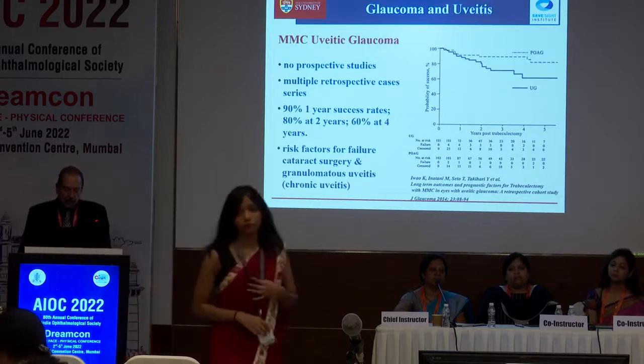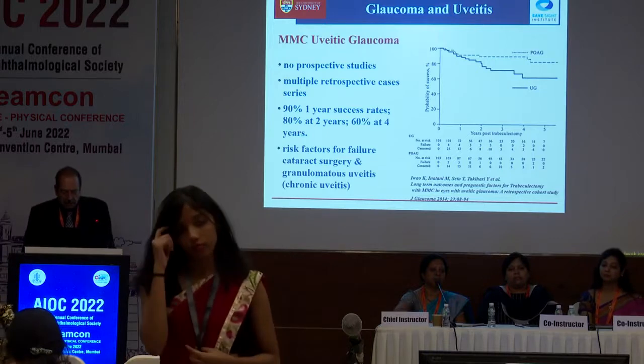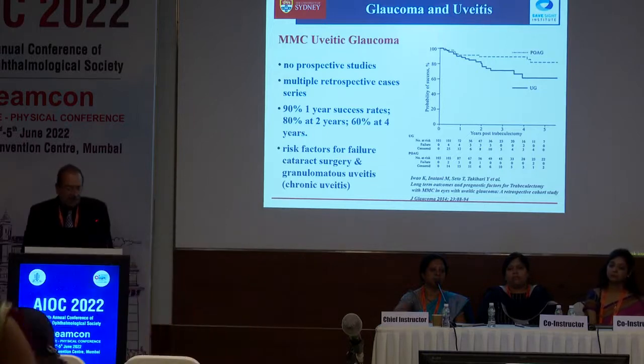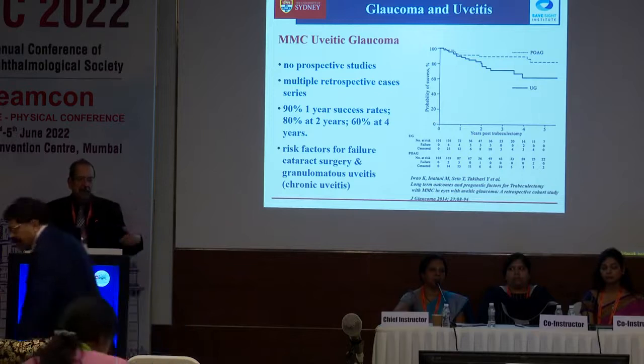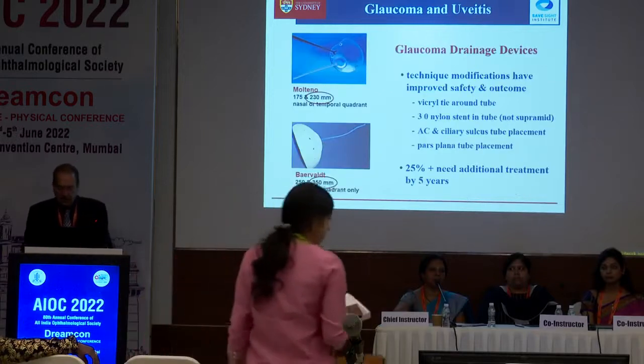So while there are no prospective studies, a lot of retrospective case studies show that there's a 90% success rate at 1 year. And of course, the risk factors for failure include cataract surgery and chronic granulomatous uveitis.